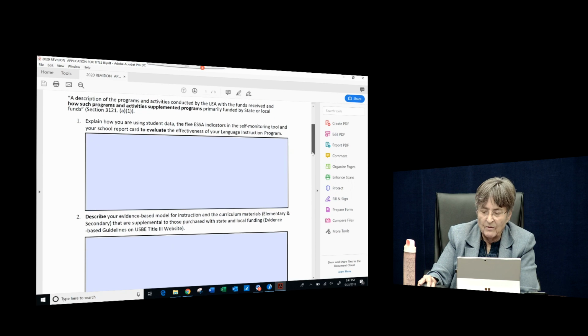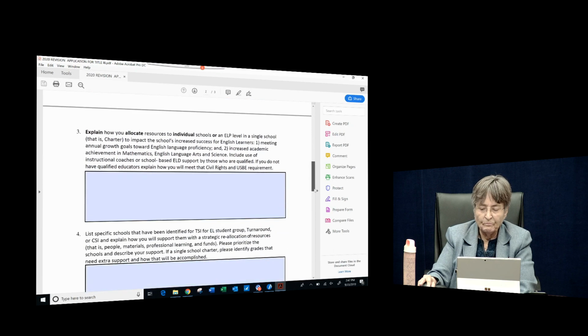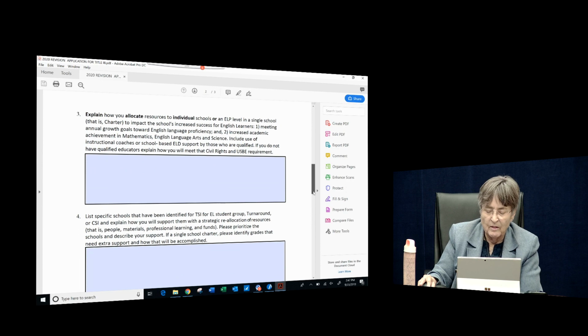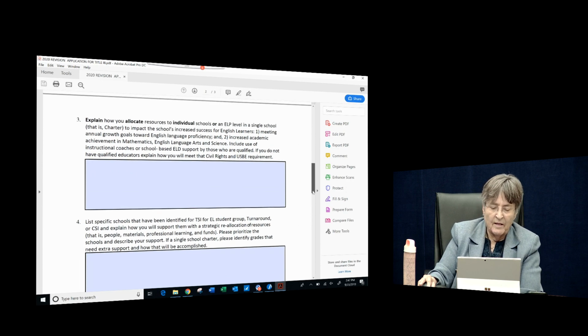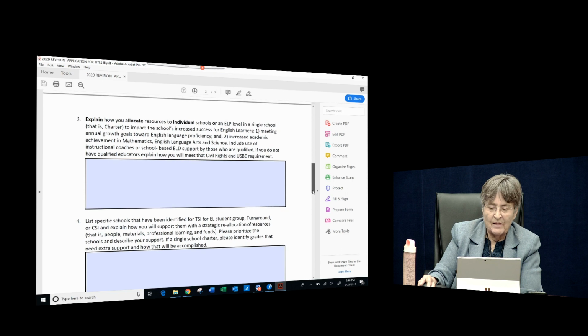And I'm hoping to get to the point where I can do an online course to make that a little bit more understandable, or at least a webinar. And then these last two: explain how you allocate resources to individual schools or by English language proficiency level in a single school, that is a charter. And the reason that's important is it's meeting annual growth goals and increased academic achievement.